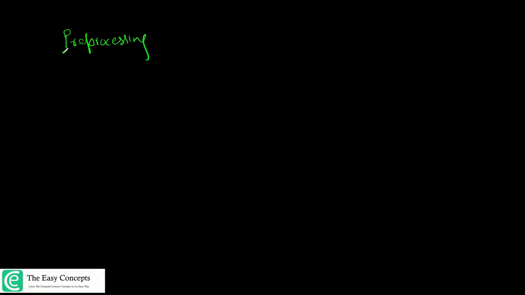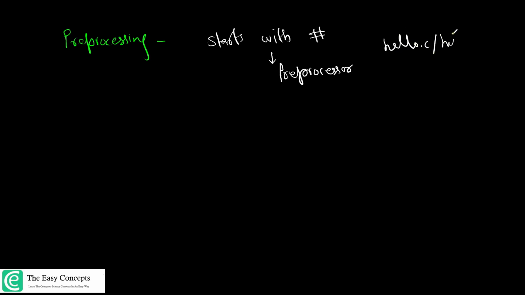The pre-processing step is actually the first step. In C or C++, all the lines that start with the hash symbol are processed by the preprocessor. The preprocessor converts hello.c or hello.cpp to hello.i or hello.ii. So basically it takes a C or C++ program as input, and the output is another C or C++ program, but without the hash symbol.